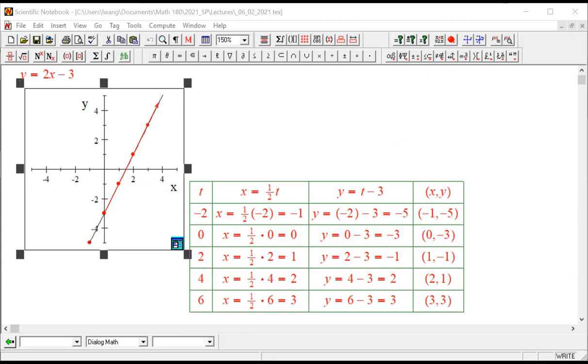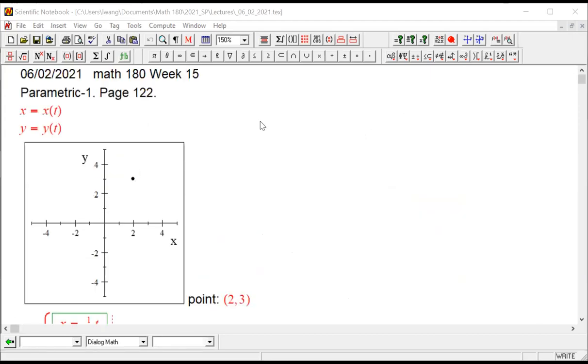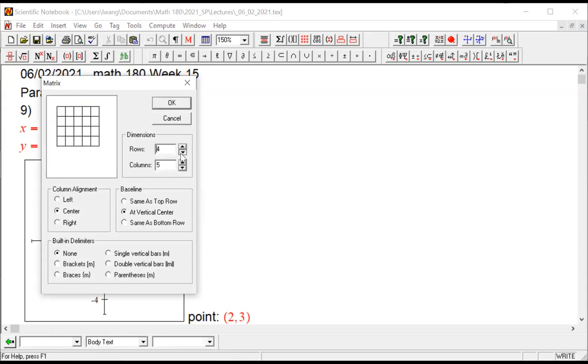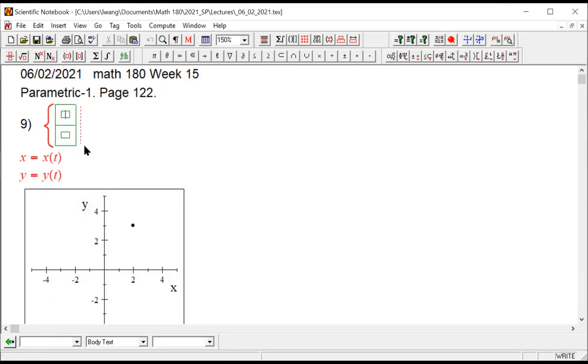Okay, so see what kind of situation number 9 is. Number 9, we have two rows. Number 9, x of t equals e to the power t. I want to use these notations so you get familiar with them. So this is like the function notation, isn't it? And y of t equals e to the power 2t.